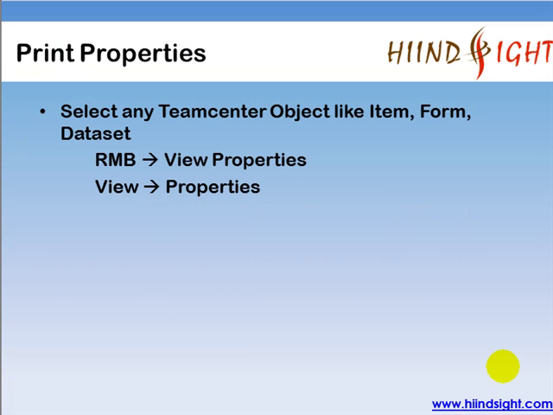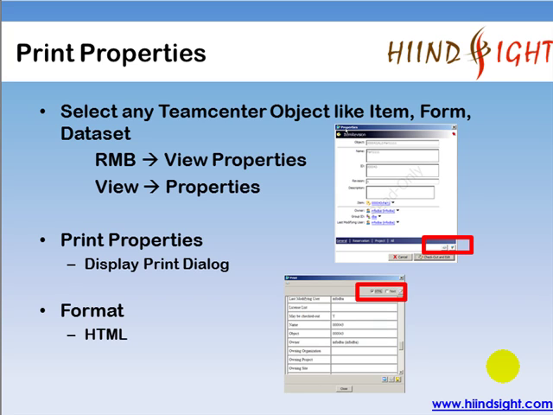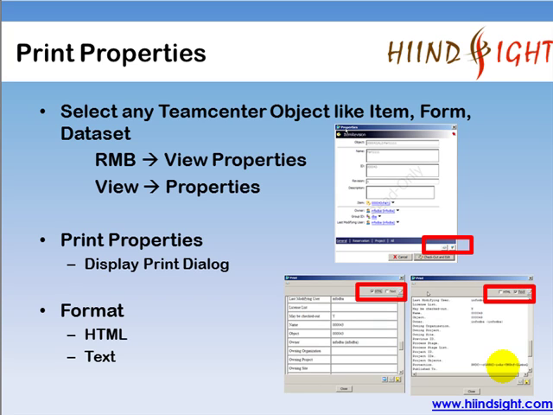Here we are in our last section of this session. We will focus on printing these properties. Once we open and view the properties dialog box, there is an option to print these properties. Once we click print, we get options to print in HTML or in text format. Choose the right format and just click on the print command. You will be able to print the properties.